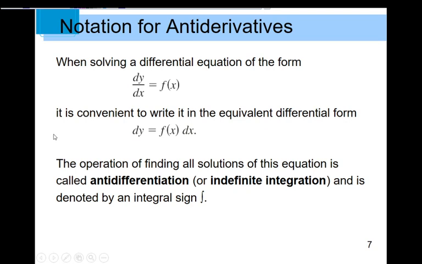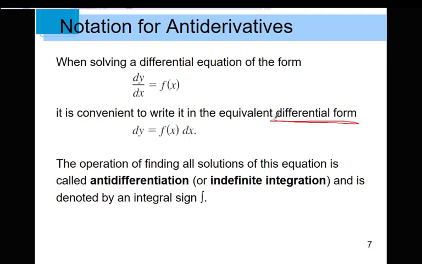Notation for antiderivatives. When solving a differential equation in the form of dy over dx equals f of x, remember when I told you it's not convenient to think about that as dy divided by dx? Well, now it is. It's convenient to write it in equivalent differential form. When you have dy, all your y's on one side and all your x's on the other, including the dx, this is what we call a separable differential equation.